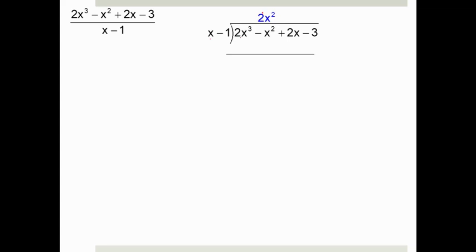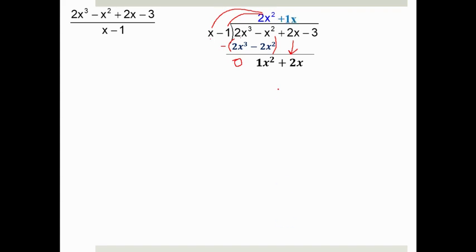And that 2x squared is going to get multiplied by our two numbers in front, x and negative 1. And we get 2x cubed minus 2x squared. Our next action would be then to subtract from there, and we get 0. Negative x squared minus negative 2x squared equals positive 1x squared, and our 2x gets brought down next.